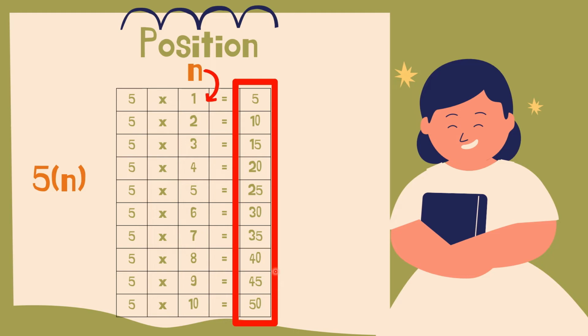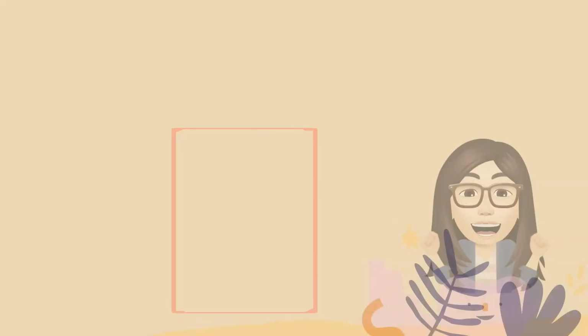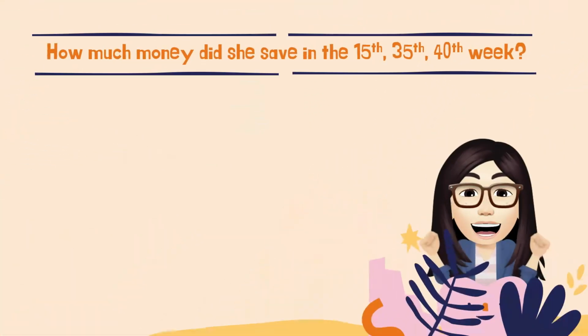That's how it is. Again, how about if you want to look for the 10th term? Replace n by 10 and you will get 50. 5 times 10 is 50. Now, let us answer how much did she save in the 15th, 35th, and 40th week. Again, the rule that we are going to use is 5 times n, where n is the position of the term.